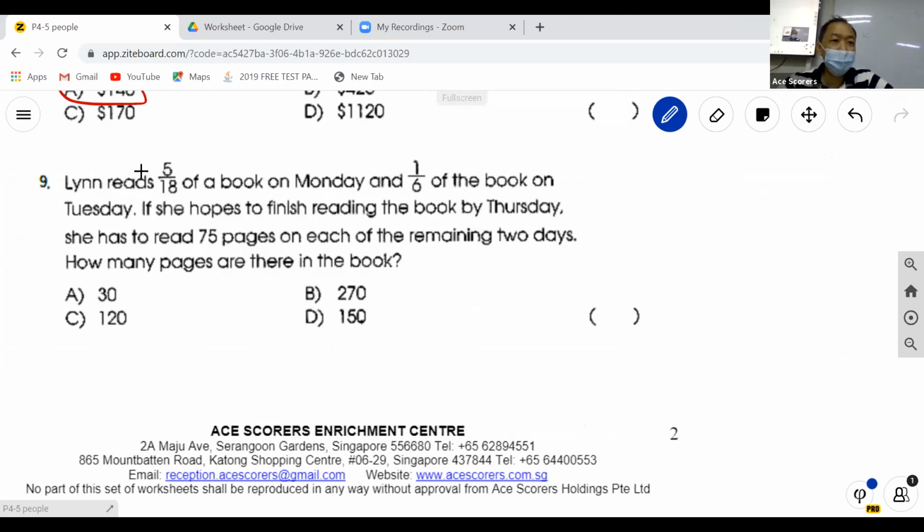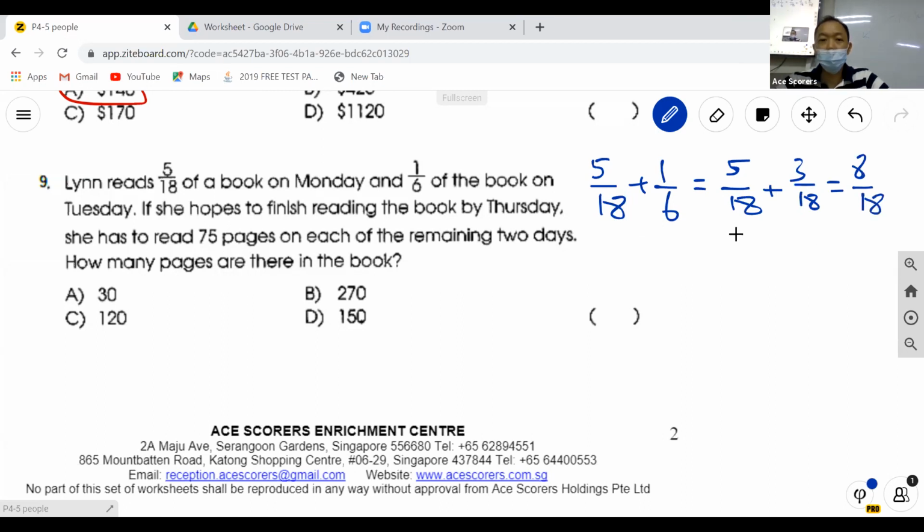Okay, Lin reads 5/18 of a book on Monday and 1/6 of the book on Tuesday. So if she hopes to finish reading by Thursday, she has to read 75 pages on each of the remaining 2 days. How many pages? Alright, so I want to add this first. 5/18 plus 1/6. I want to find out how much of the book she has read. Now the denominator, this is 18. So 5/18 plus 3/18 is 8/18. Okay, so she has read 8/18 on Monday and Tuesday.